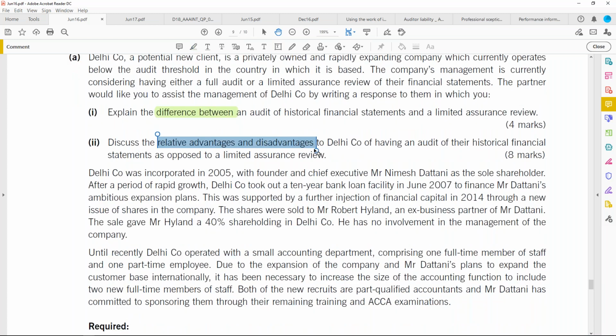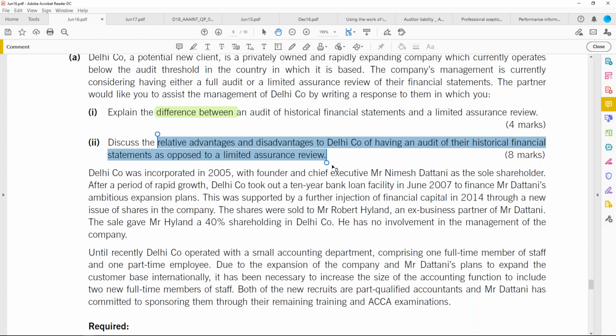What are the advantages and disadvantages to a company of having an audit of their historical financial statements as opposed to a limited assurance review? What advantages or disadvantages will the company get if they have their financial statements audited rather than reviewed? The audit gives you a higher assurance, and the limited assurance review gives you less assurance. The number of procedures you perform in an audit is more; in a limited assurance review, less.